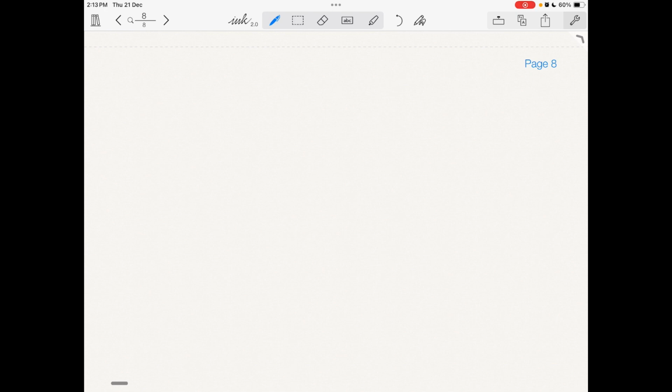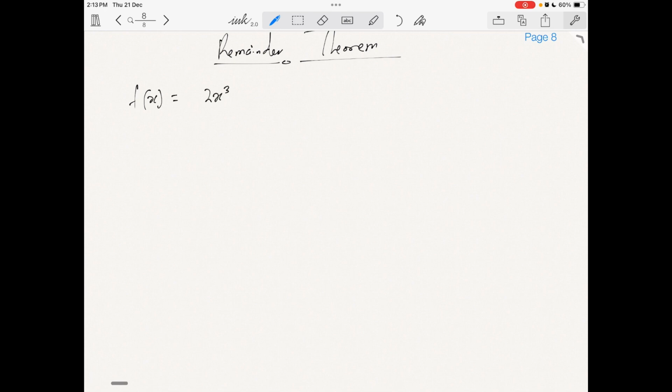What we want to consider is the remainder theorem. Let's say we are given a polynomial, f of x is equal to 2x raised to power 3 minus 3x squared plus 4x minus 1. And we wish to find the remainder when it is divided by the divisors a, x minus 1, b, x minus 2, and c, x minus 3.